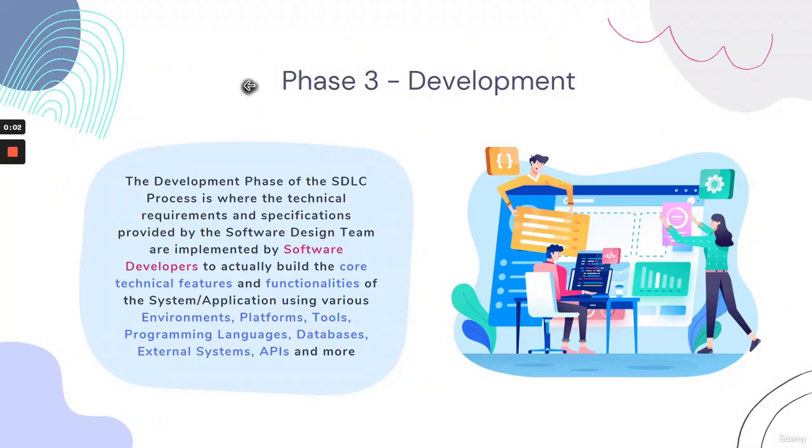Once we complete the design phase and have a clear idea of how our mobile application will look, we move on to the development phase. The development phase of the SDLC process is where the technical requirements and specifications provided by the software design team are implemented by software developers or engineers to actually build the core technical features and functionalities of the system or application using various environments, platforms, tools, programming languages, databases, external systems, APIs, and much, much more.